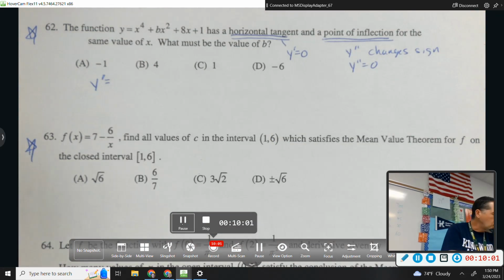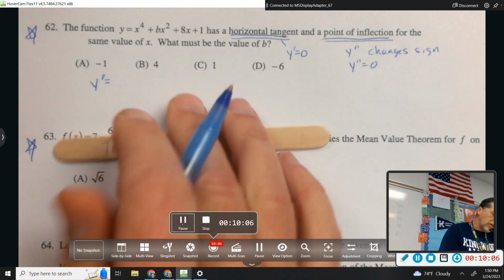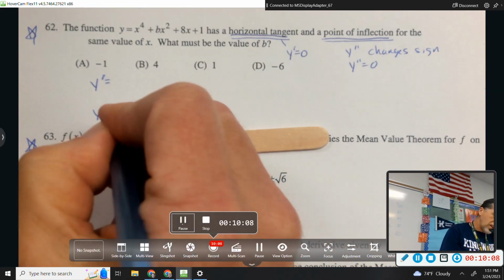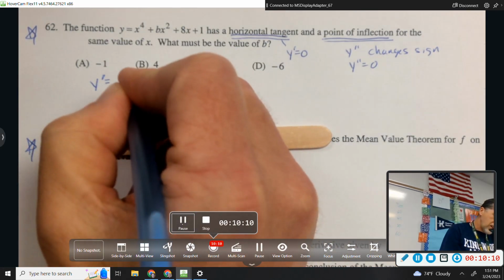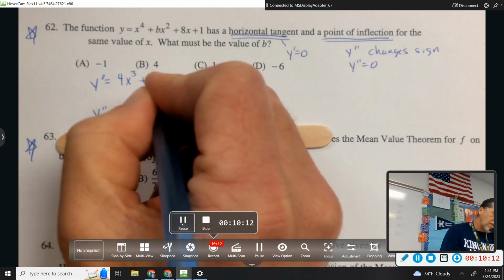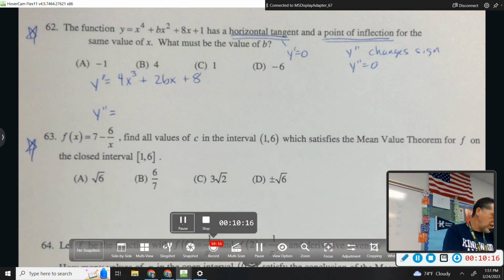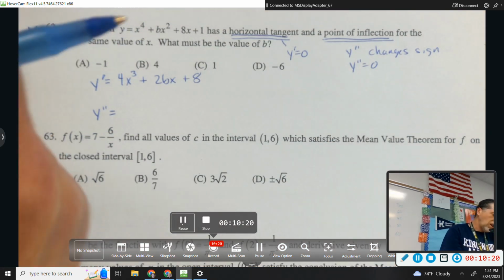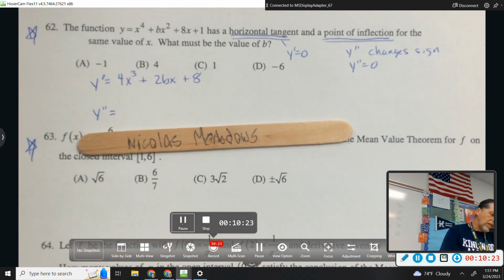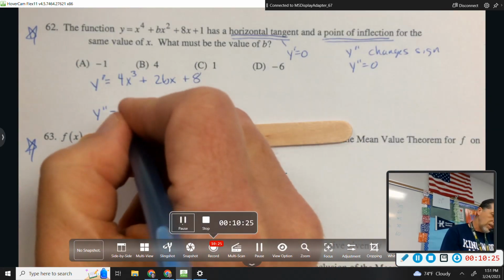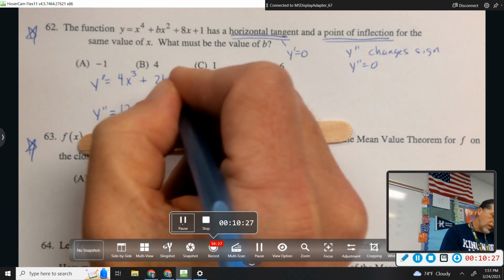Keep picking on people. Trey, how about a first derivative? 4x cubed. Yep. Plus, so would it be 2bx? Yes. And then plus 8? Yes. Find somebody who's here. Nick, how about a second derivative? 12x squared plus 2b. Oops, that's a 2b.